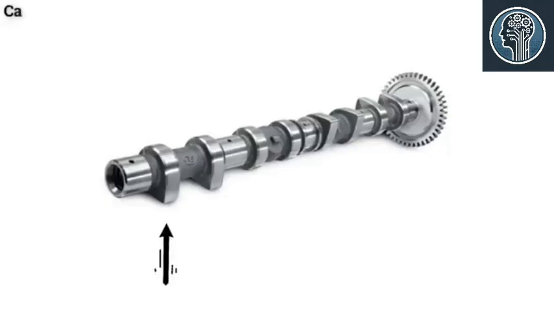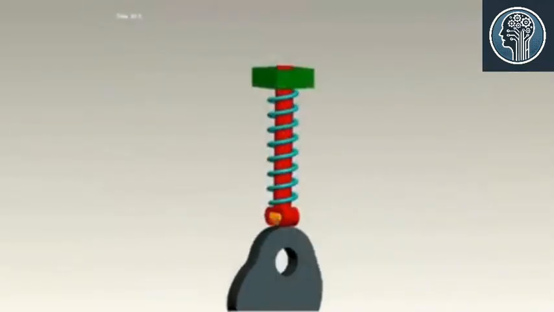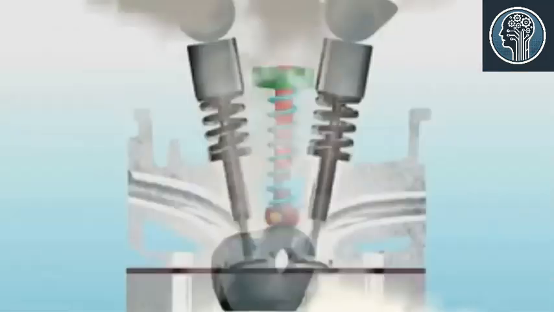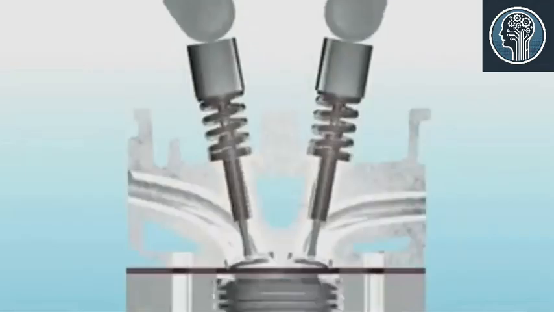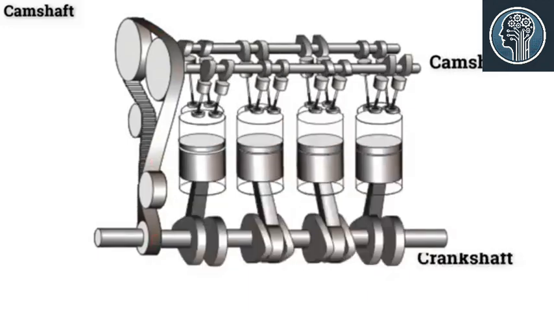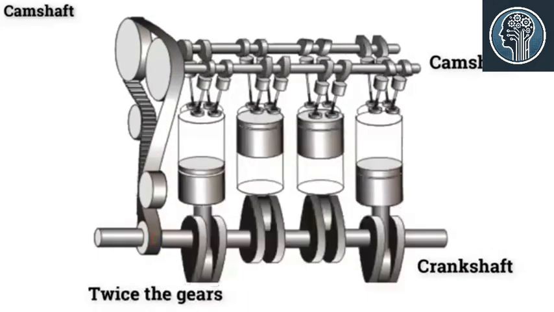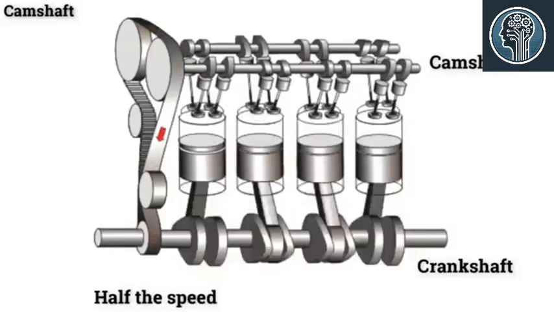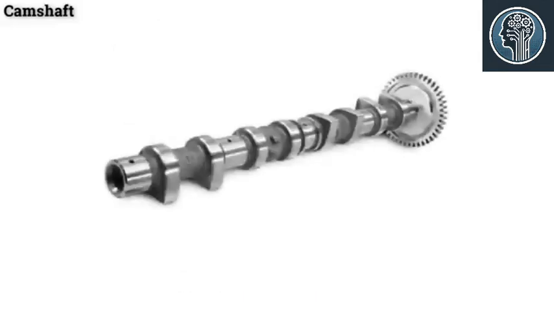Camshaft. A camshaft is a shaft on which cams are mounted. A cam is a device that changes the rotary motion of the camshaft into the linear motion of the follower. It is responsible for the opening of the valves. A camshaft has several cams along the length. The camshaft is driven by the crankshaft, and it has twice as many teeth as the gear on the crankshaft, and it turns at half the speed of the crankshaft. Camshaft is made from forged alloy steel.